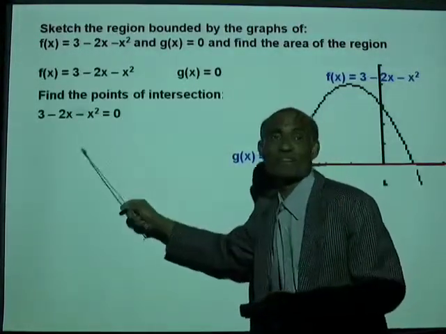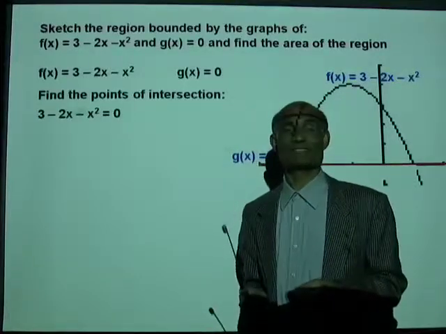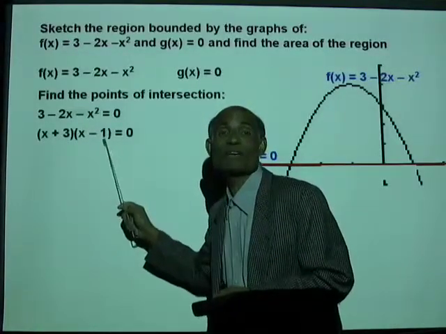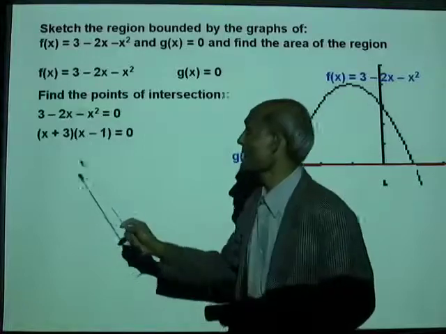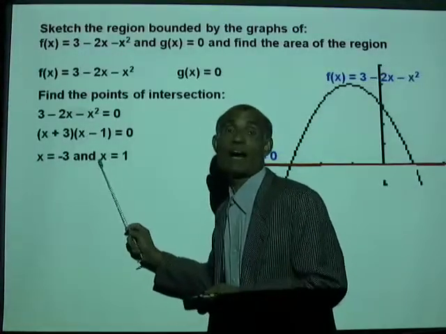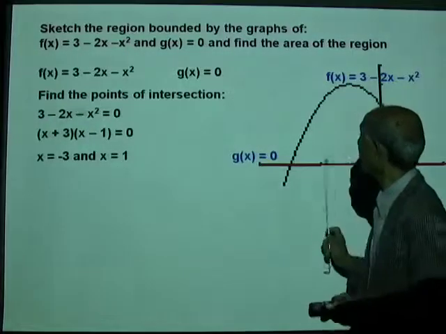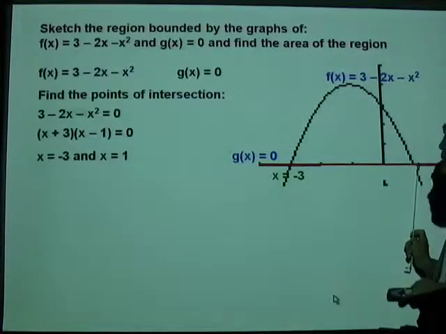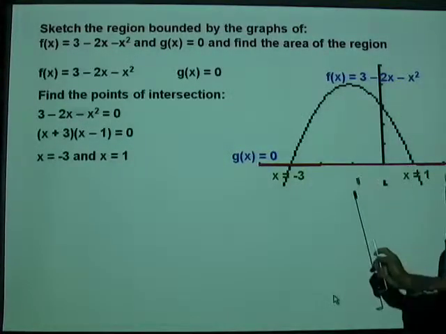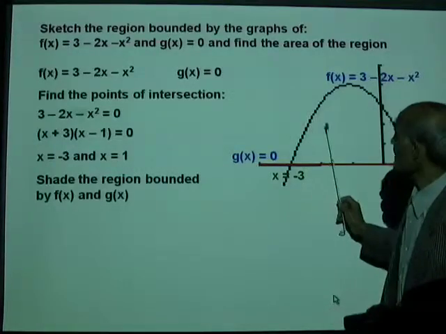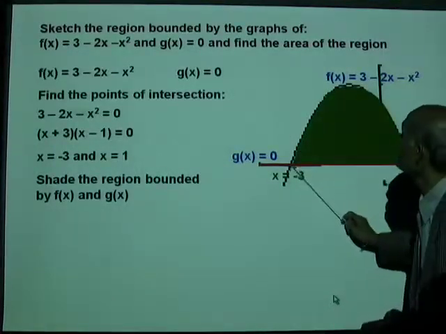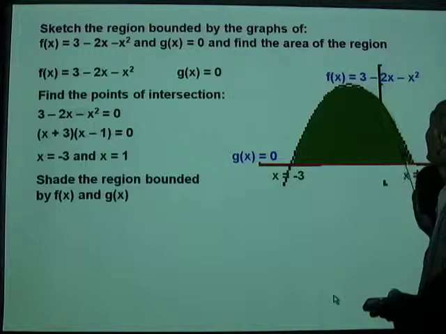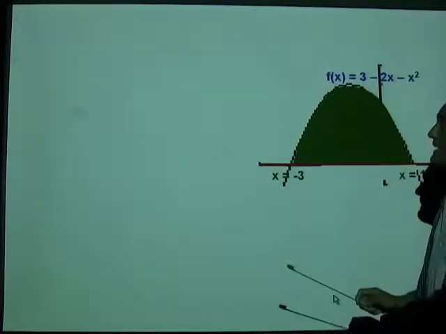There you go. Can you solve this quadratic equation? Well, you can factor it. Try this. It will be x plus 3 times x minus 1 equal to 0. That will give you x equal to negative 3 and x equal to 1. So, one point of intersection corresponds to x equal to negative 3 and the other point corresponds to x equal to 1. Therefore, we now shade the area between x equal to negative 3 and x equal to 1. The area enclosed by f of x with the x-axis.